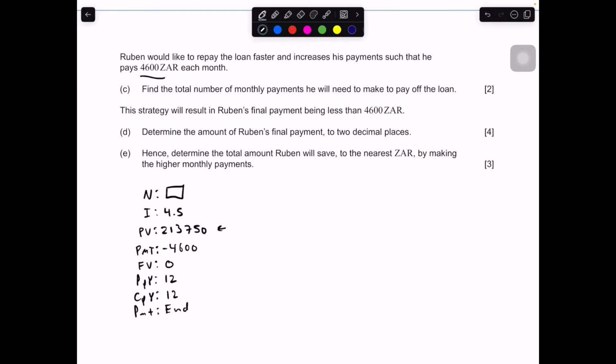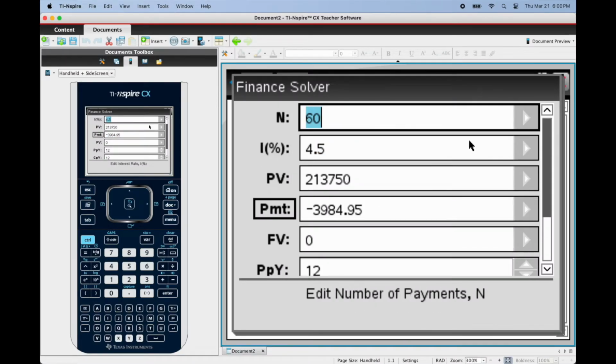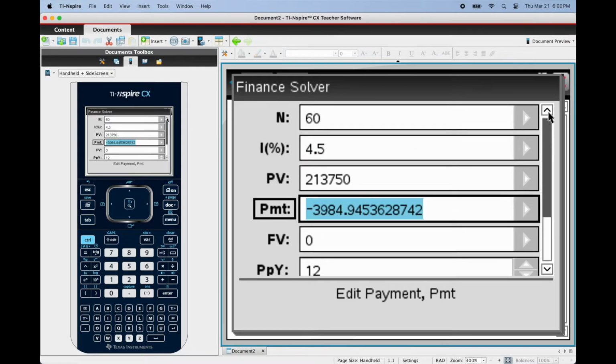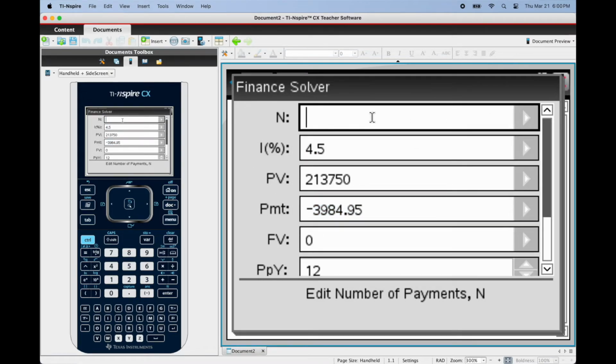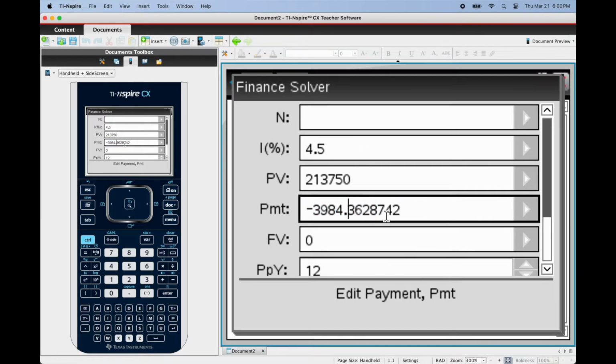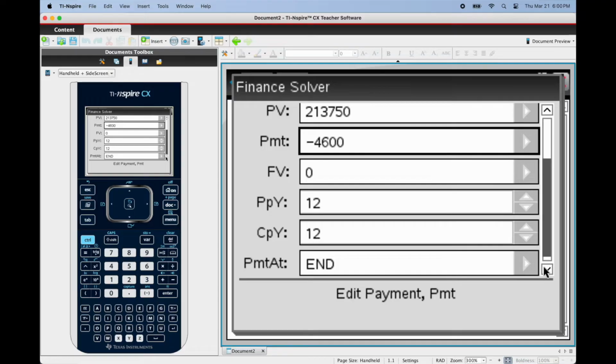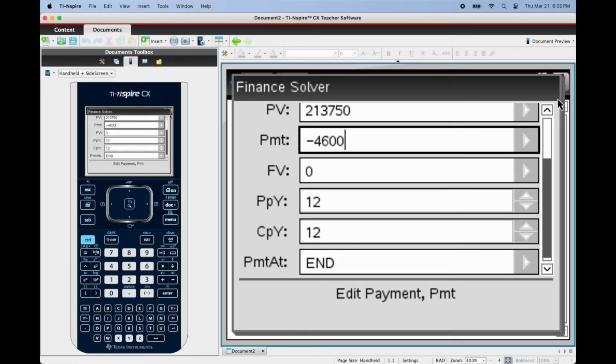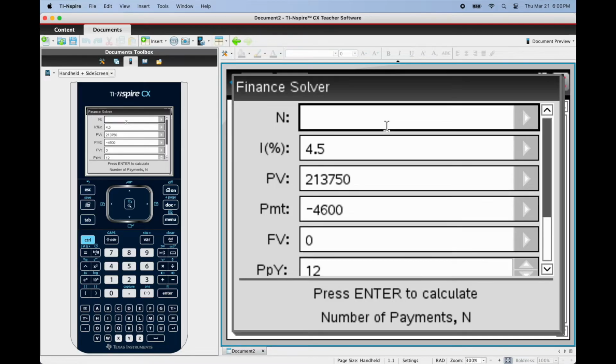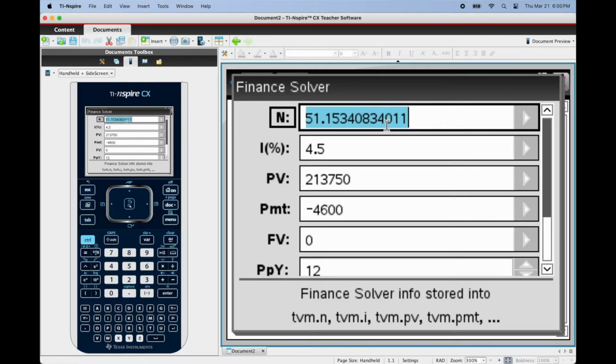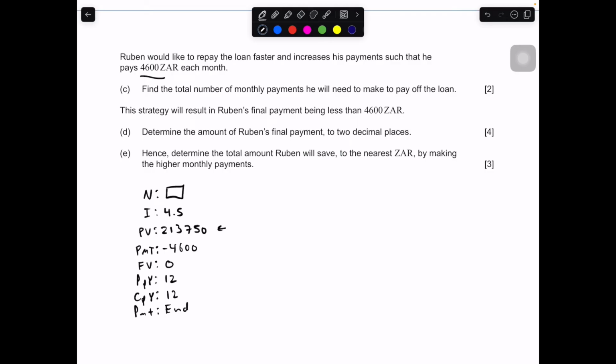So let's go back into the calculator screen and let's edit this finance window. And we don't know how many payments. Present value is all the same. He's going to be paying 4,600. Final value is going to be 0 still. PPY, CPY, everything else looks good. So number of payments is 51.15. Okay, that's interesting. Find the total number of payments he will need to make to pay off the loan. Okay, so let's go back to the document.